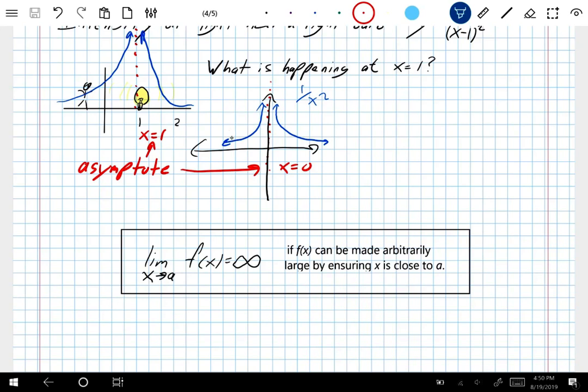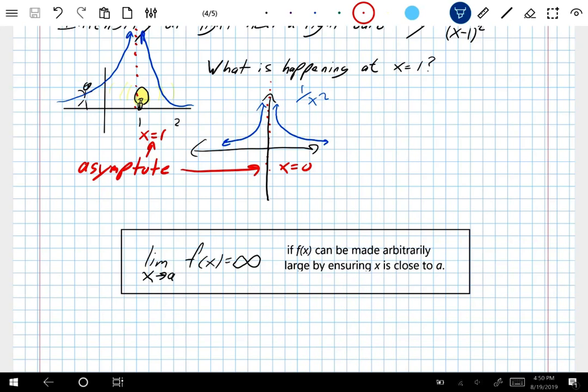So maybe focus on this 1 over x squared. It's a little nicer. I say, hey, that thing is going to infinity as x goes to 0. And you're like, I don't know if I believe you. Does it get to 100? And I go, yeah, it gets to 100 as long as x is within 0.1 of 0. And you go, okay, I don't know if I believe you. Does it get to 10,000? I say, yeah, it'll be at least 10,000 or bigger as long as you're within 0.01 of 0, right?